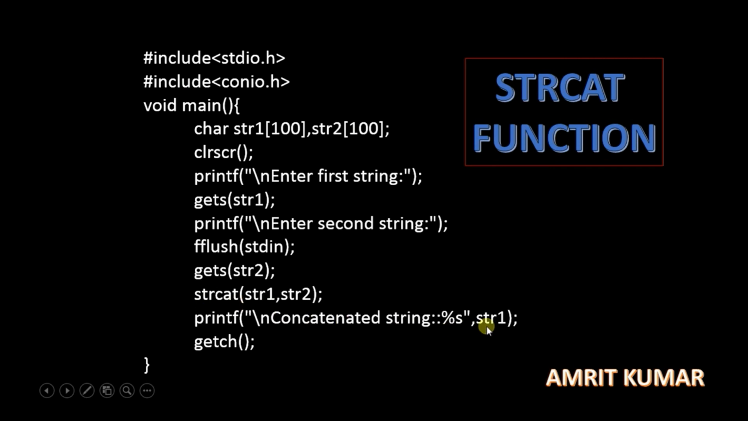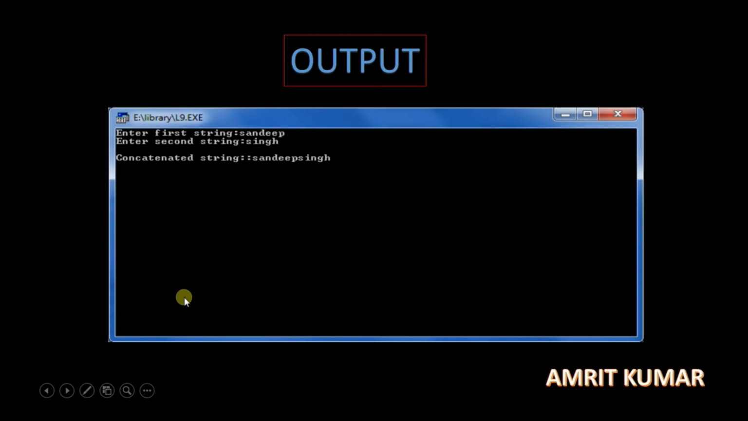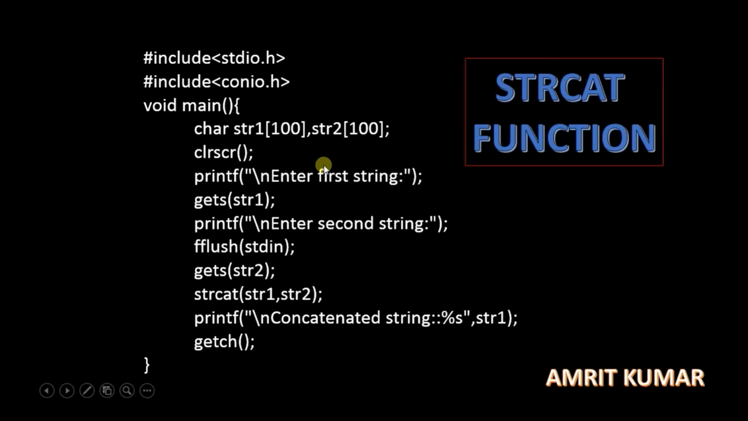Finally, I am printing str1, which means str2 is appended to str1, so the strings are concatenated. You can see in the output that the user has entered the first string as Sandeep and the second string as Singh. Therefore the concatenated string is Sandeep Singh. This is the main purpose of using string handling functions, so that we can use and manage strings.